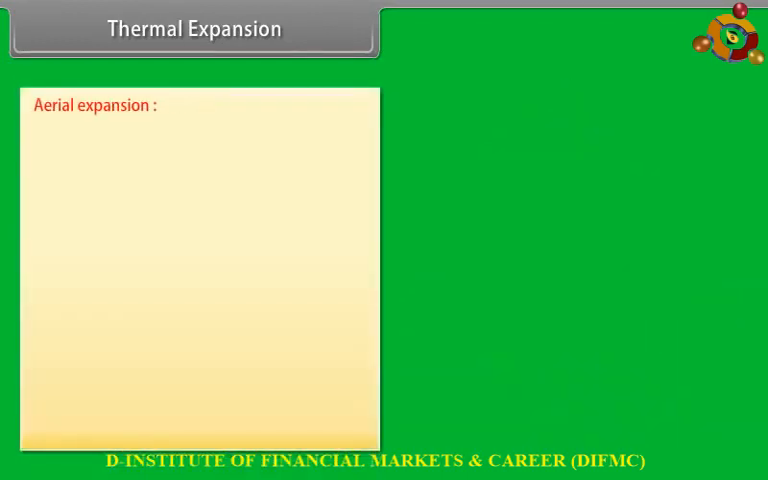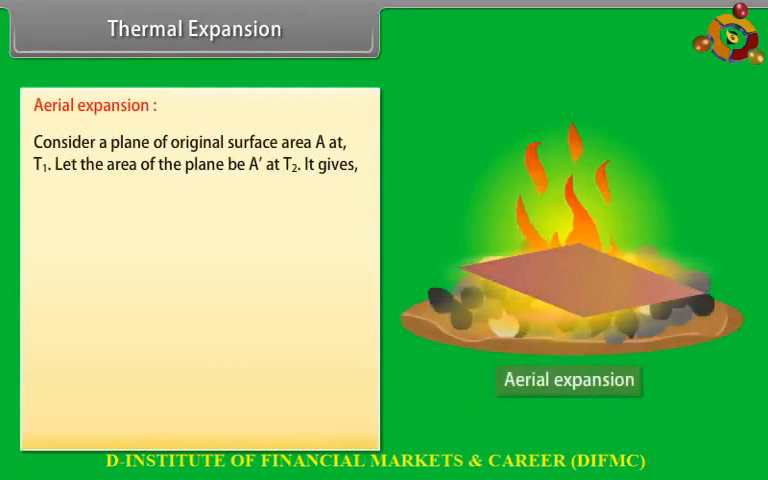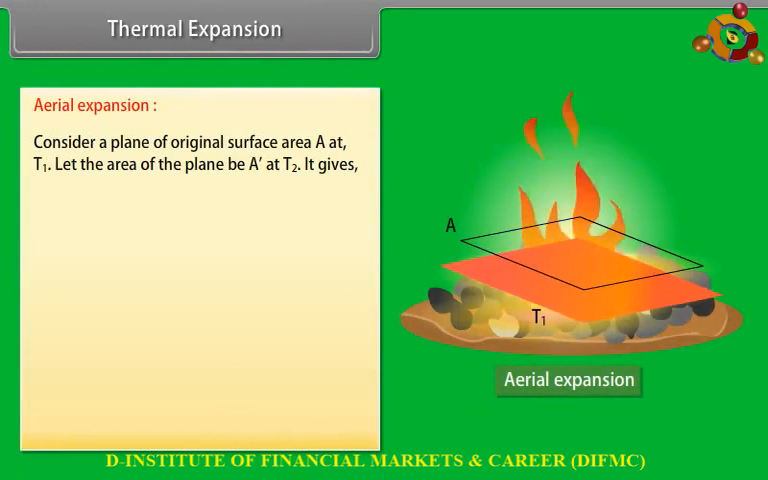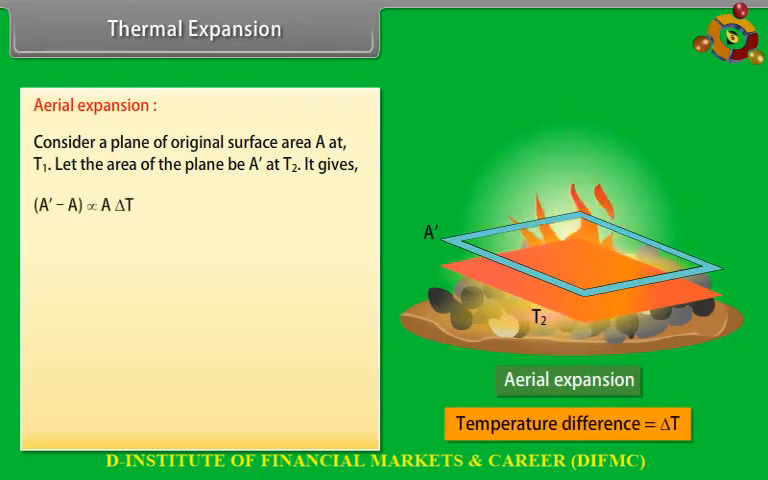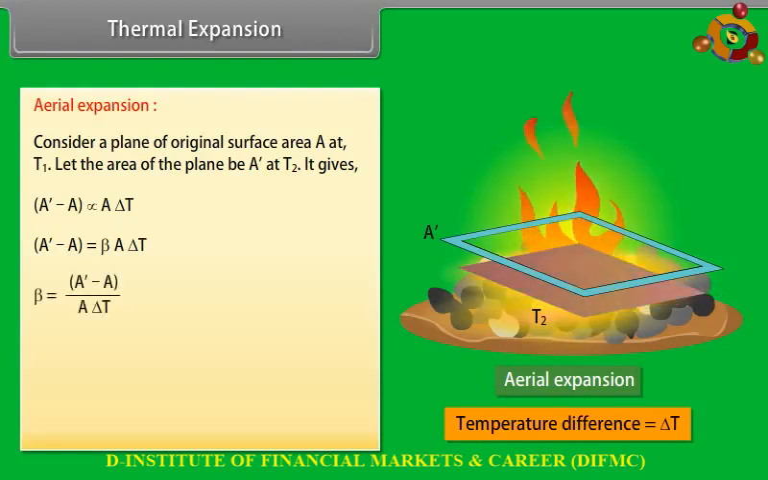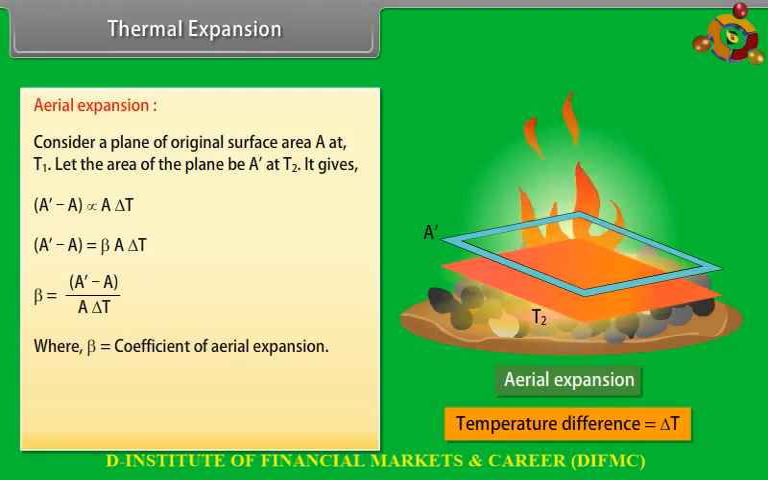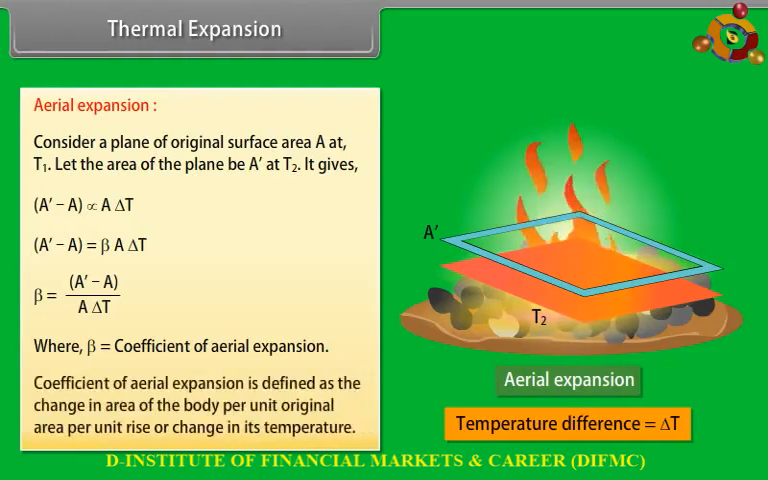Areal expansion. Consider a plane of original surface area A at temperature T1. Let the area of the plane be A' at temperature T2. It gives A' minus A is directly proportional to A delta T, or A' minus A is equal to beta A delta T. The value of beta is equal to (A' minus A) upon A delta T, where beta is the coefficient of areal expansion. Coefficient of areal expansion is defined as the change in the area of the body per unit original area per unit rise or change in its temperature.